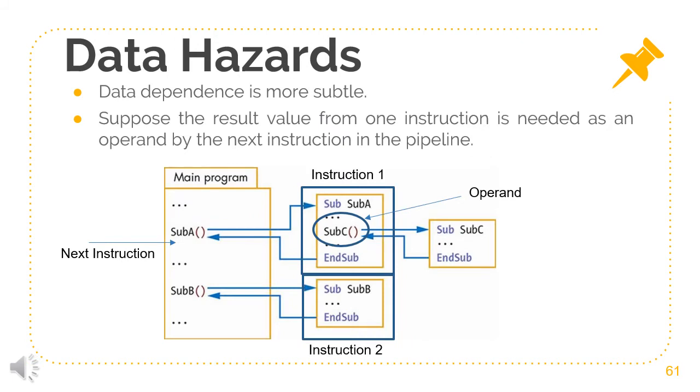Data dependence is more subtle. Suppose the result value from one instruction is needed as an operand by the next instruction in the pipeline. The second instruction may require the value before the first instruction has finished generating it. So if the second instruction proceeds through the pipeline without the required value, it would end up using a value that is garbage or a leftover from some earlier calculation.